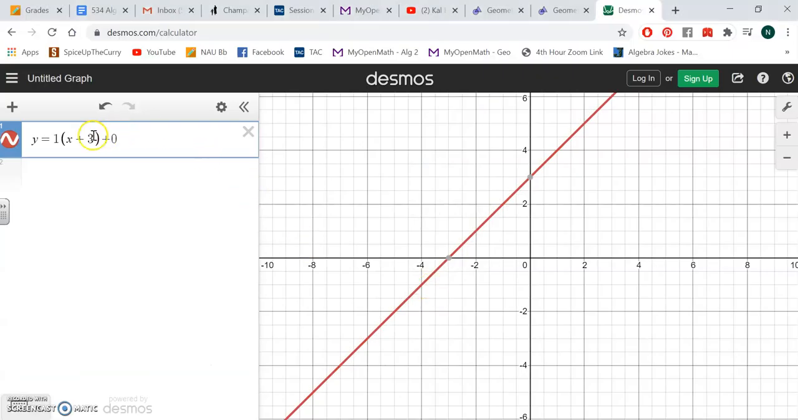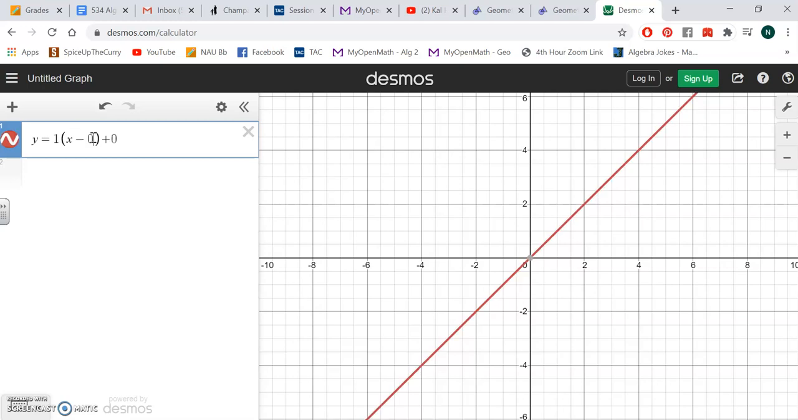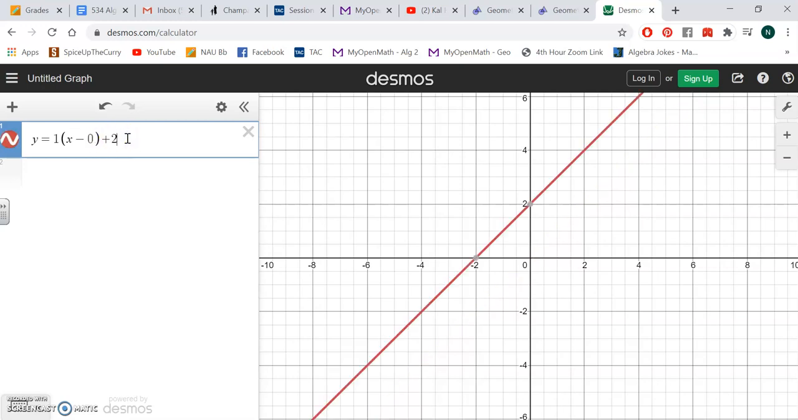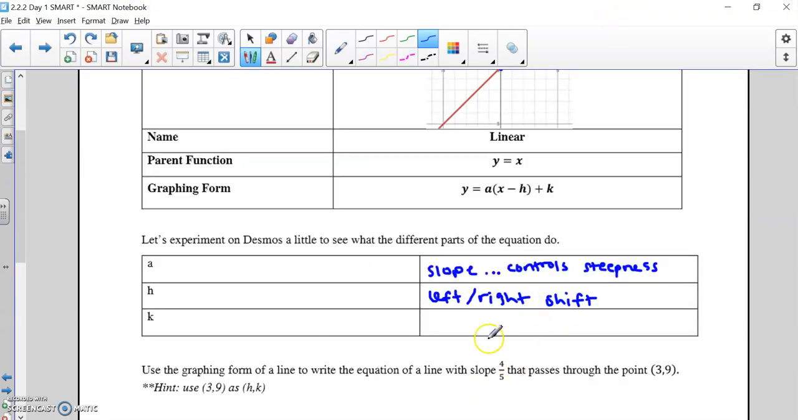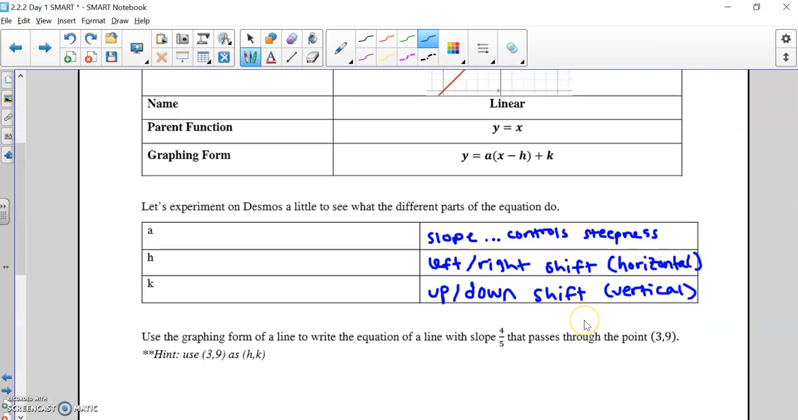All right, and just like you guys are used to, let's change all this back, k moves us up and down, right? If we do a plus 2, notice how now it moved up 2. If we do a minus 2, notice how now it moved us down 2. So up, down shift, this is still our vertical. This is still our horizontal. Okay, so that stays the same from what we already know.